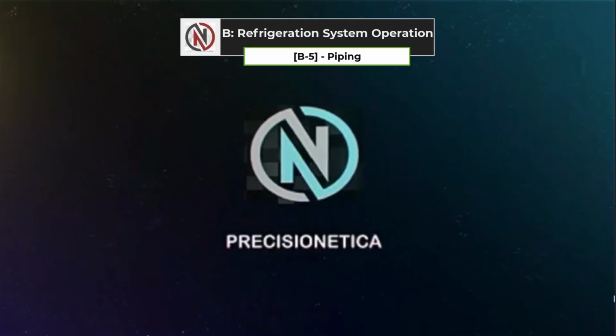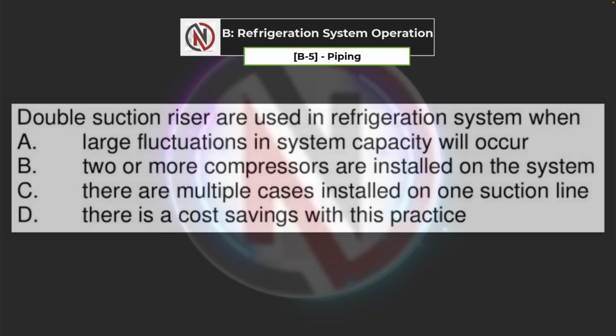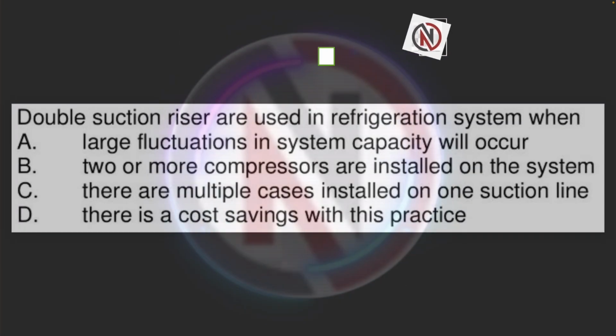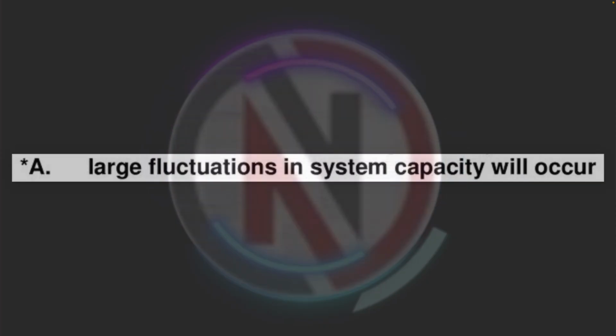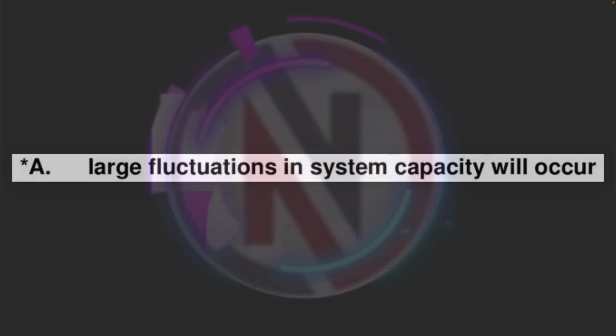Double suction risers are used in refrigeration systems when large fluctuations in system capacity will occur. Two or more compressors are installed on the system. There are multiple cases installed on one suction line. There is a cost savings with this practice. Large fluctuations in system capacity will occur.